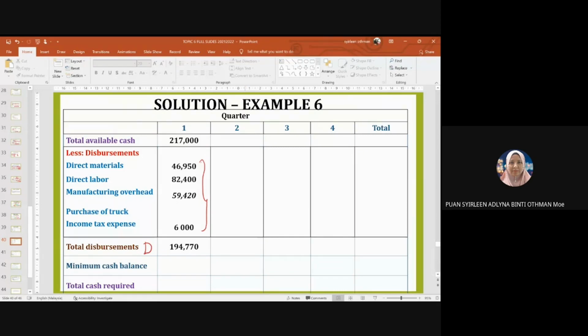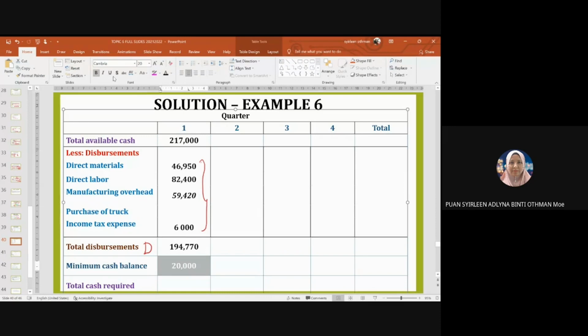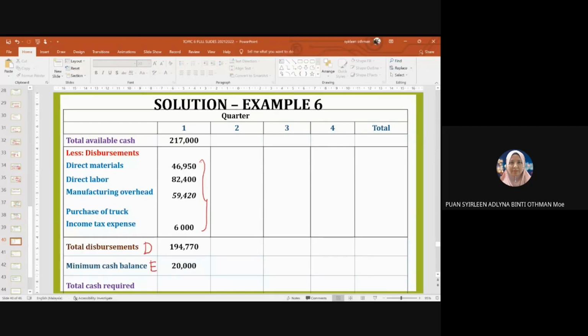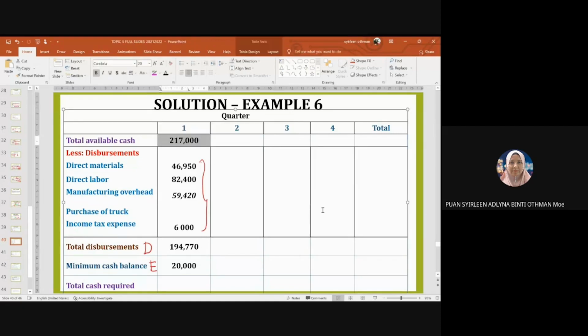Okay, next, we have the minimum cash balance. What is the minimum cash balance? I told you earlier, every quarter it must ensure 20,000 remains. So we put here 20,000. That is your minimum cash balance. Your minimum cash balance required is E. So now you have cash 217,000 but you need to pay 194,770. If you subtract 217,000 minus 194,770, I will get 22,230. The condition is we must leave 20,000.